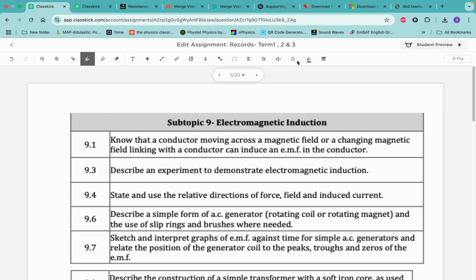The only topic will be included talks about electromagnetic induction. In this lesson, we need to understand the meaning of EMF, how EMF is induced, what ways can be used to induce or to create, to produce electromotive force or EMF. We have two ways. Number one, either conductor moving across magnetic field or changing magnetic field linking with conductor.